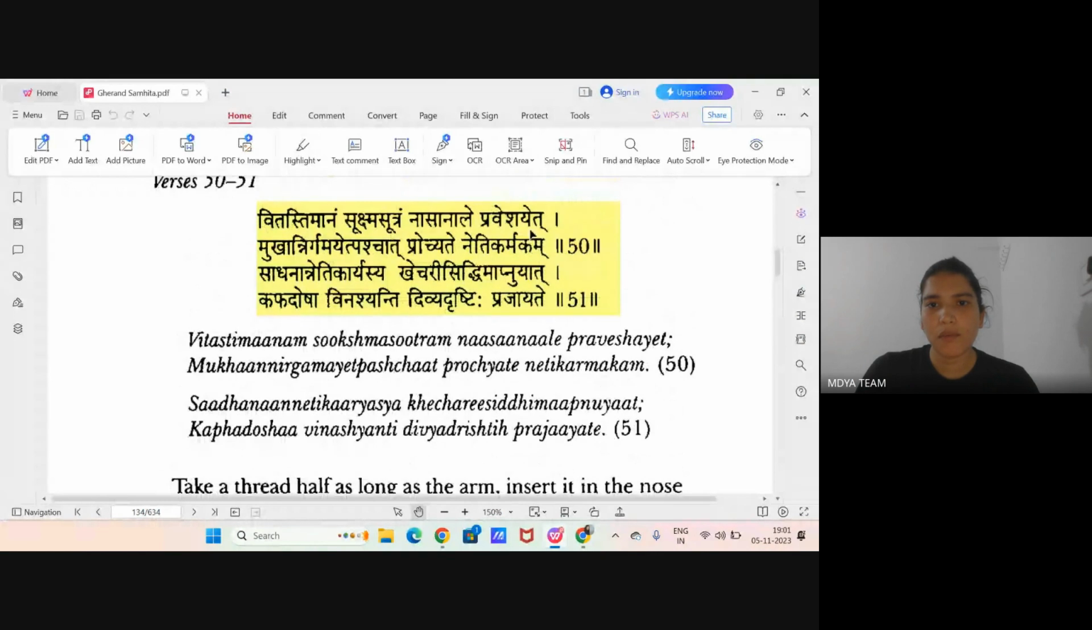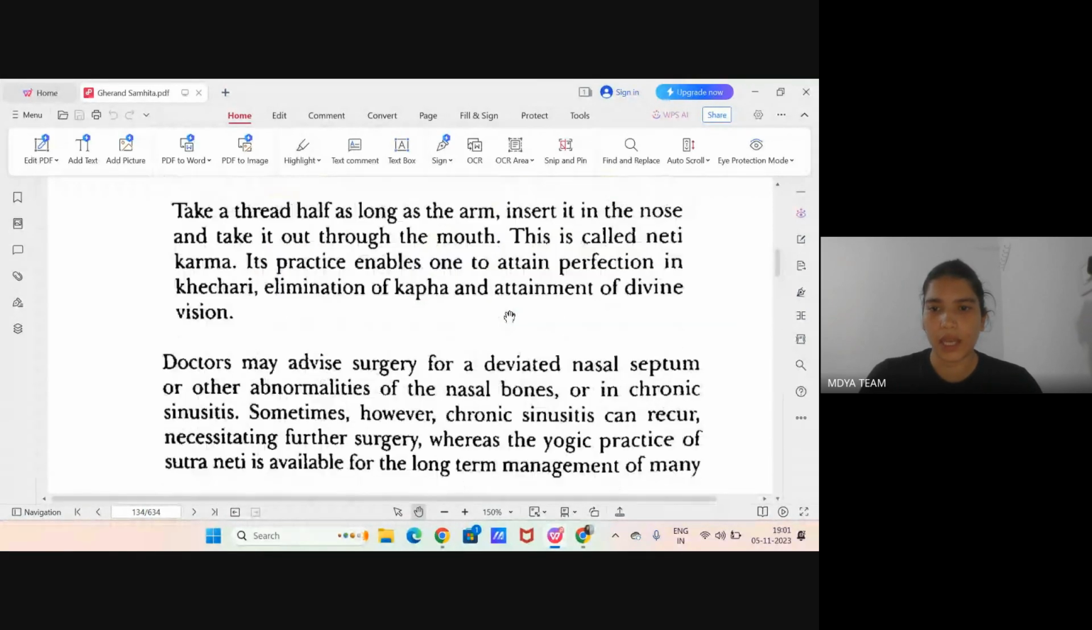What's the benefit of doing this Neti Karma? First is Khechari Siddhi. This question has come many times in the exam. What happens after doing Neti is you get accomplishment over Khechari Siddhi. This is the first benefit. Second benefit is Kaf Dosha Vinashyanti, Kaf Dosha gets dissolved. Divya Drishti Prajayate. These are the three benefits of Neti Kriya: Khechari Siddhi, Kaf Dosha Vinashyanti, and Divya Drishti Prajayate.